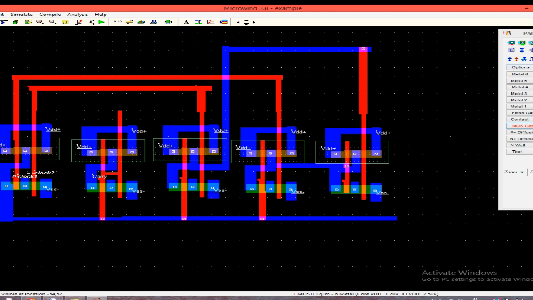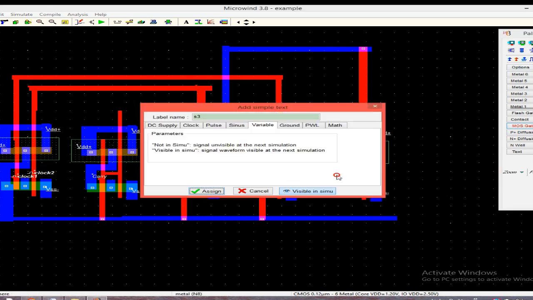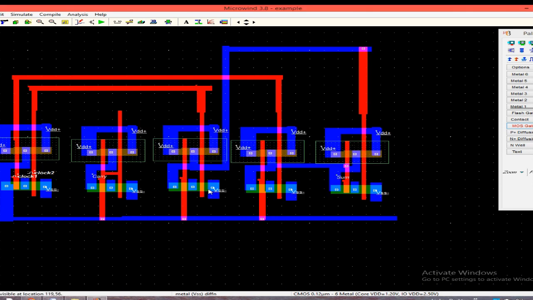And I will take the sum over here. So this is my sum. So let us see that for this half adder circuit I have connected two clock signals as input, clock 1 and clock 2, and this is the carry part and this is the sum part.